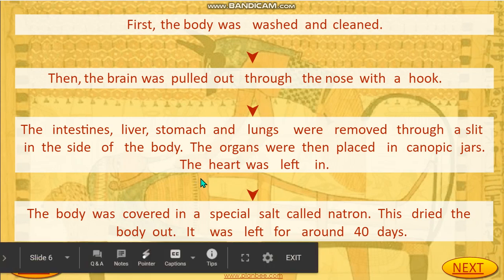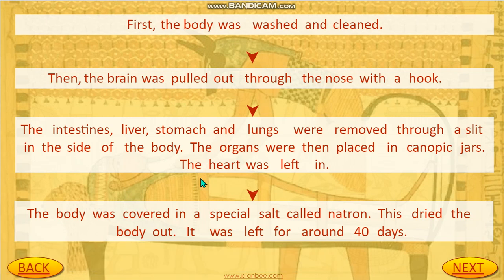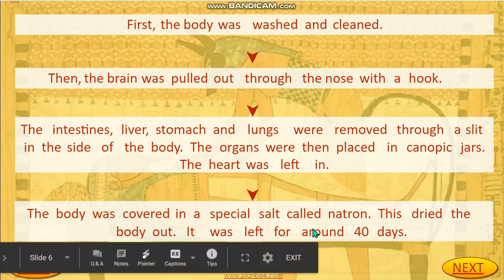And the heart, of course, because that dead person will need his or her heart to be weighed against the feather of Ma'at, was left inside the body. So the body was then covered in a special salt called natron. This salt dries out the body, and it was then left for around 40 days.